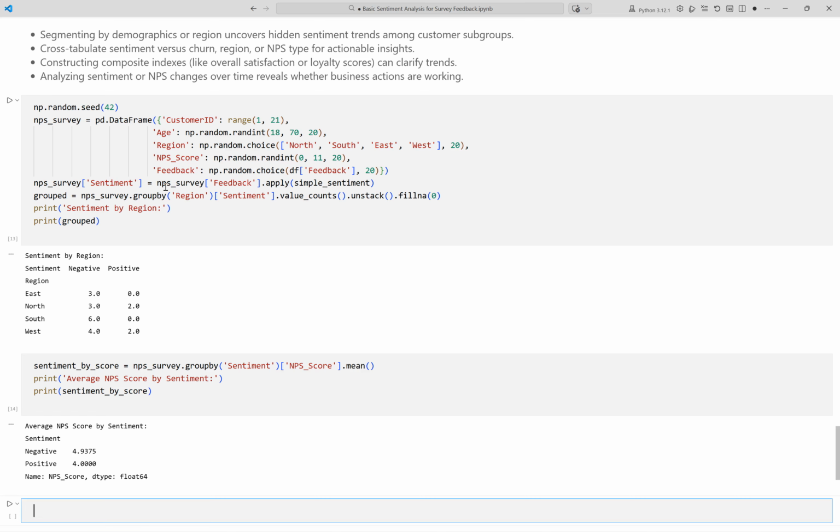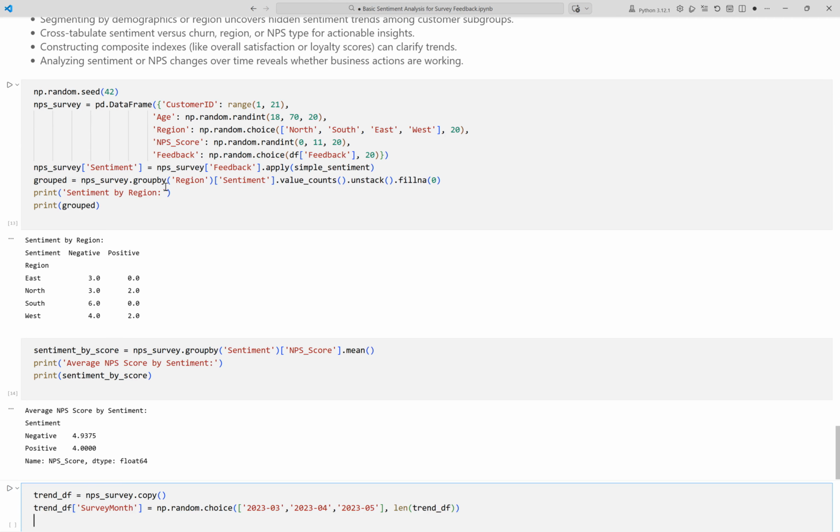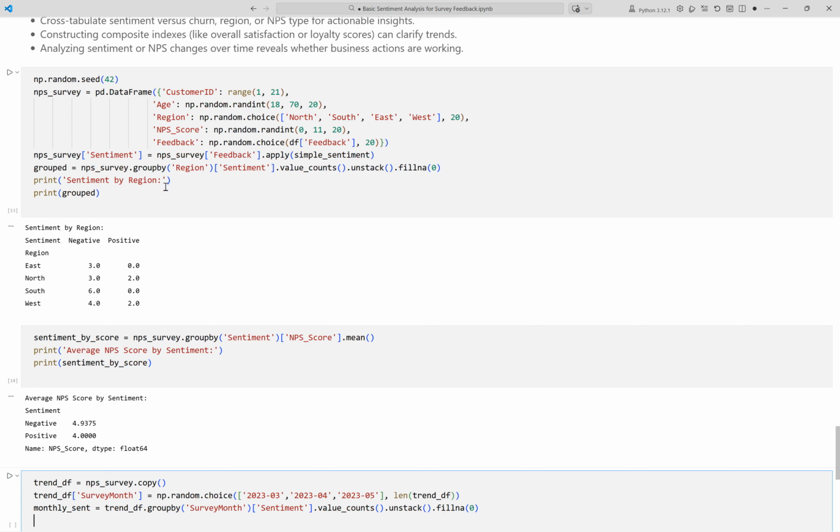We simulate adding a survey month for each record. We group and count sentiment by month to visualize trends over time. Stacked bar charts help businesses see if satisfaction or dissatisfaction is improving month to month.